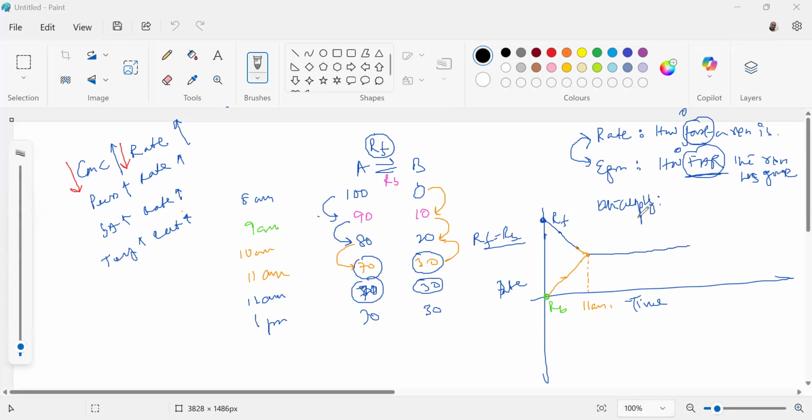So at equilibrium, what are the salient features you have? At equilibrium, we have the rate of the forward reaction becoming equal to the rate of the backward reaction, number one. At equilibrium, what do you find? The concentration of the reactant and the concentration of the product remains constant, right? Is it clear? Do you get my point? So this is a very important portion we have to learn: what are the salient features of the equilibrium?